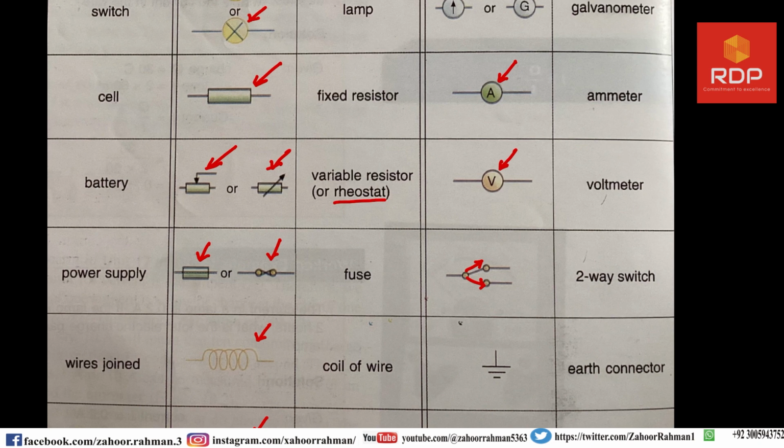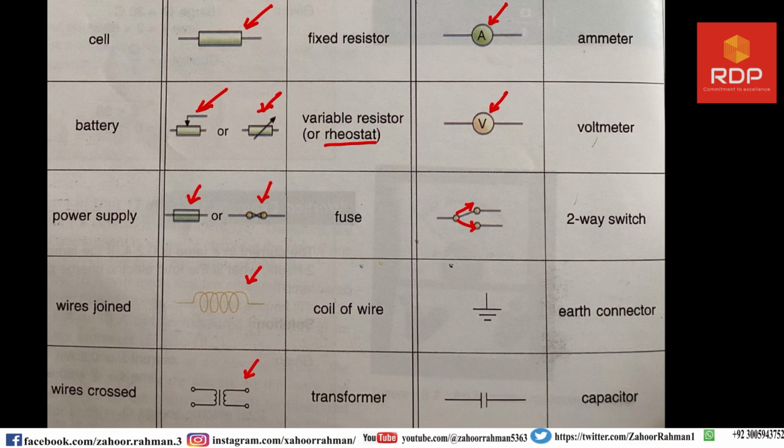You saw this symbol many times in the previous electrostatics, and that is the earth connector. When you want to take the earth from a device, this symbol is used.